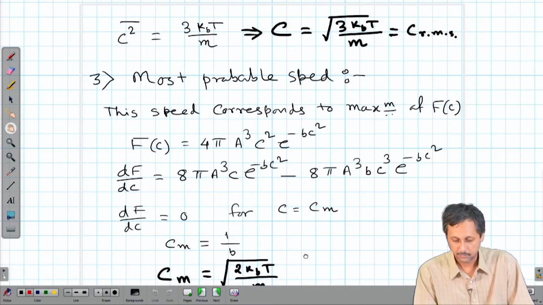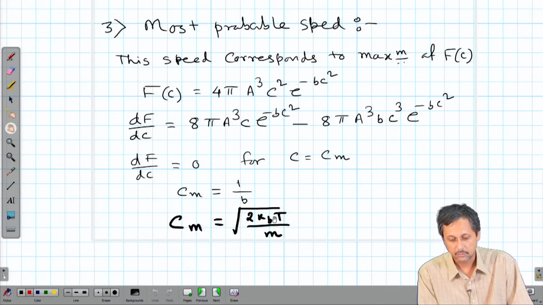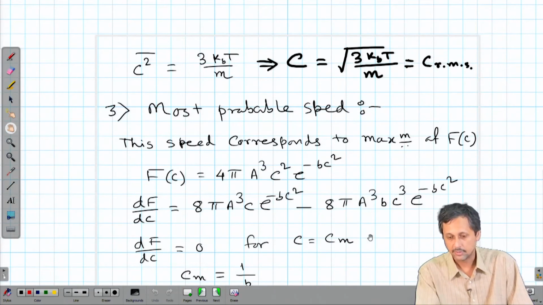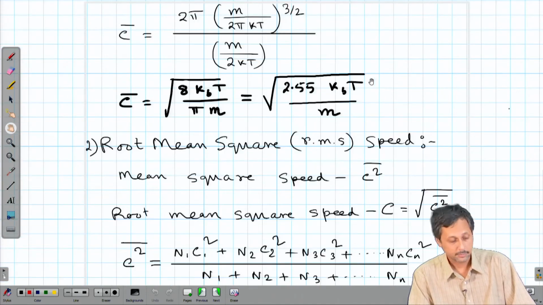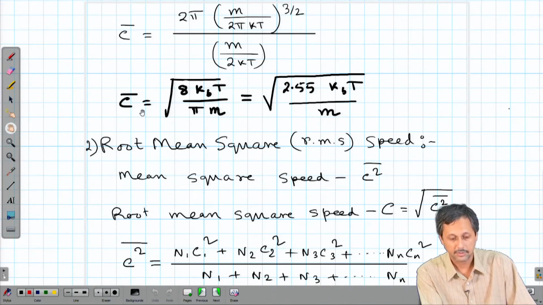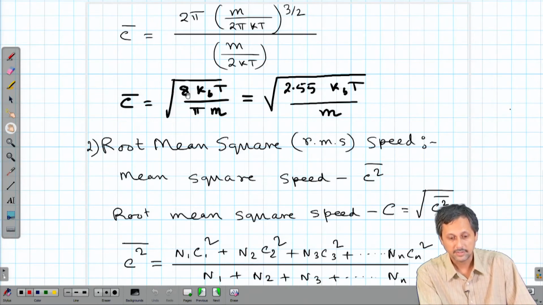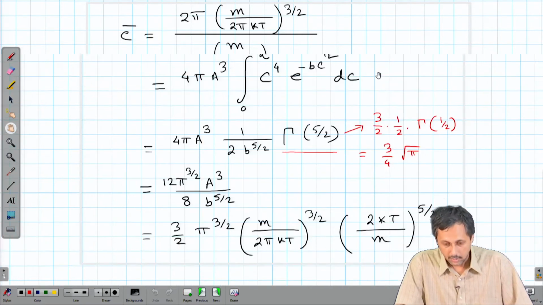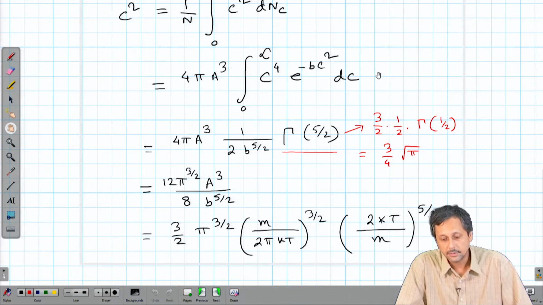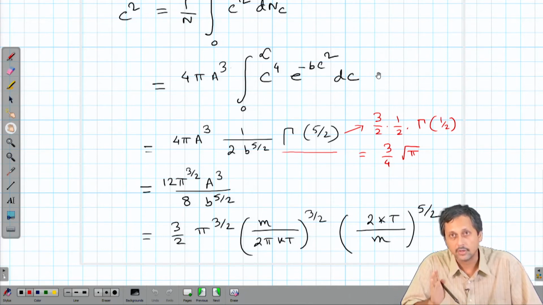One is for the most probable speed, which is root over 2 kBT by m, then we have the RMS speed, which is root over 3 kBT by m, and finally at first we have derived the average speed, or the mean speed, which is root 8 by pi kBT by m, or 2.55 kBT by m whole root.